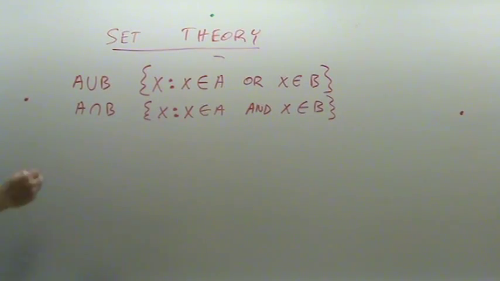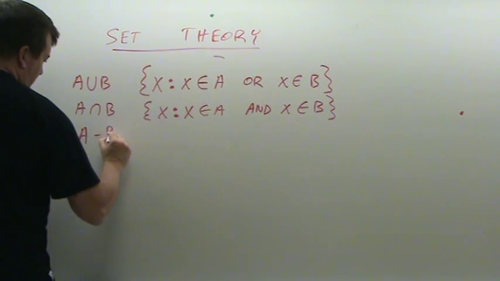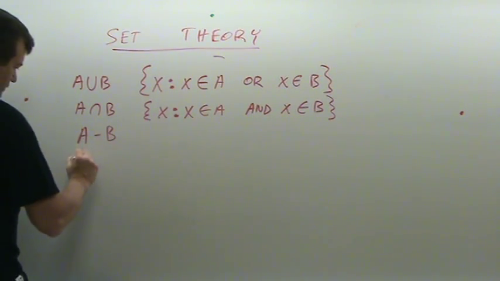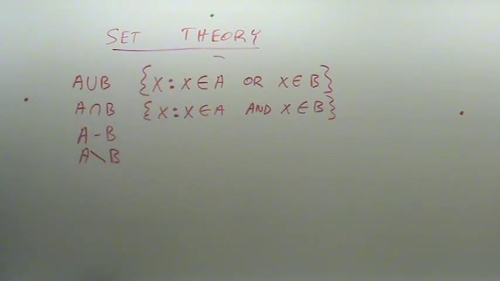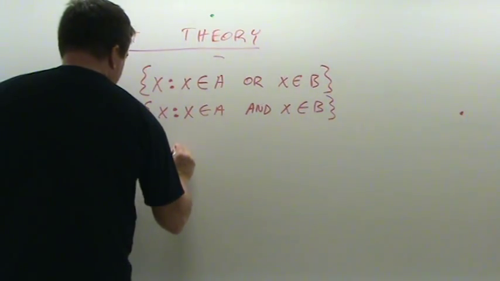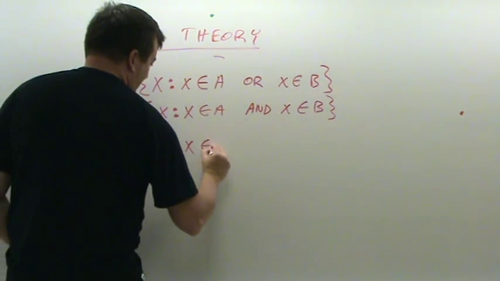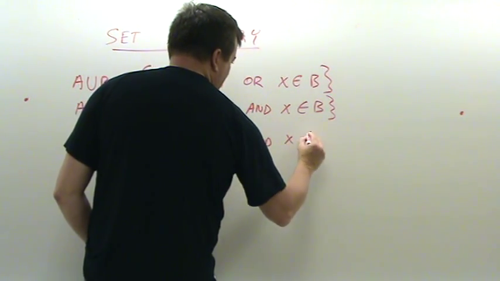Another interesting set operation might be A minus B. Sometimes that looks a little confusing, so some books might call it A backslash B. Have you seen it either way? It means everything that's in A but does not exist in B. So that would be all X such that X is in A and X is not in B.